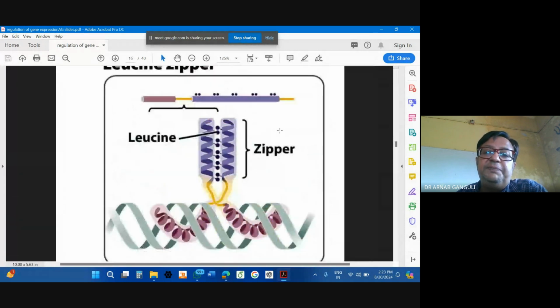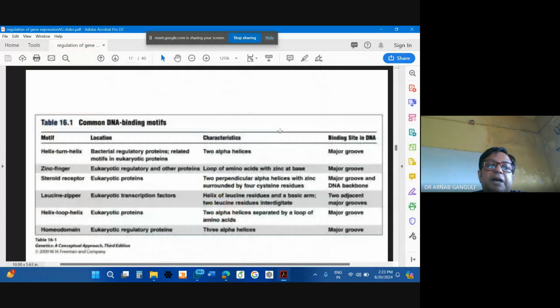Zinc finger, leucine zipper. Okay, there are common DNA binding motif वाला slide में जाओ. This table is important. कहाँ bind करता है? Where it binds. Location, characteristics, binding site in DNA. This motif is in the protein, in the transcription factor protein. Domain is also in the protein. And on the DNA, you call them element, heat stress element, data binding element.